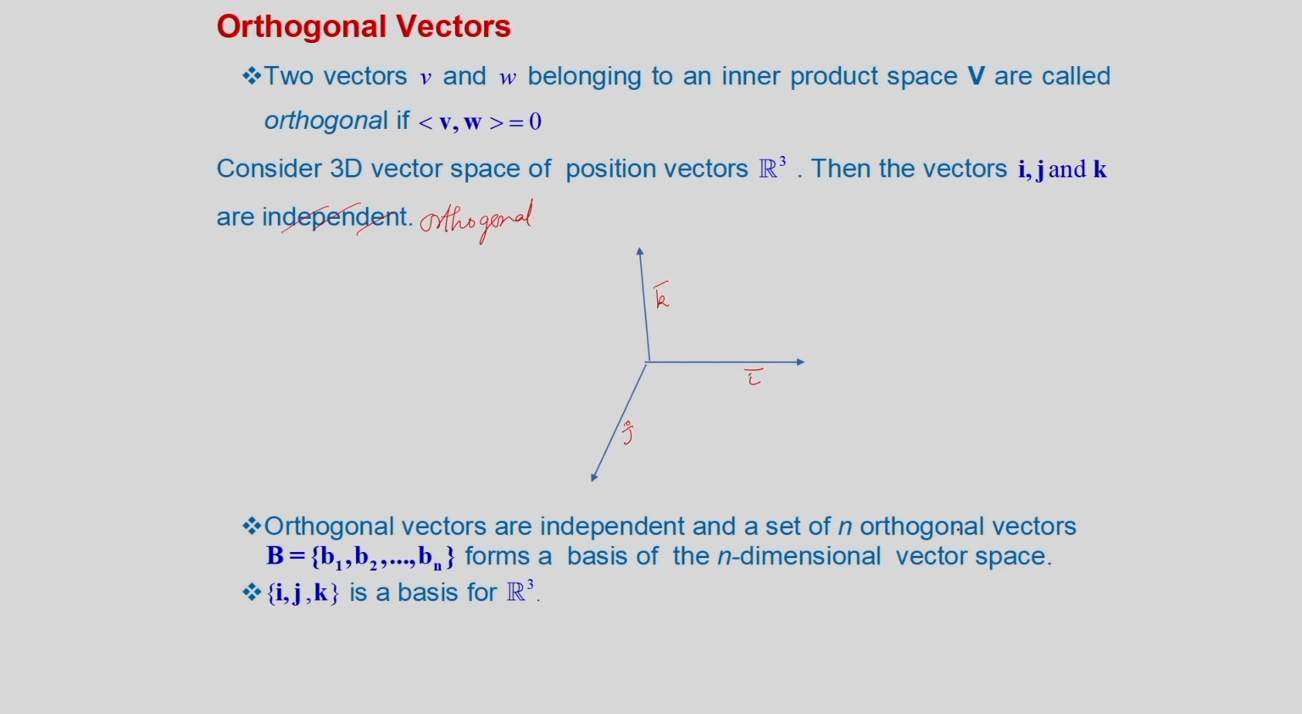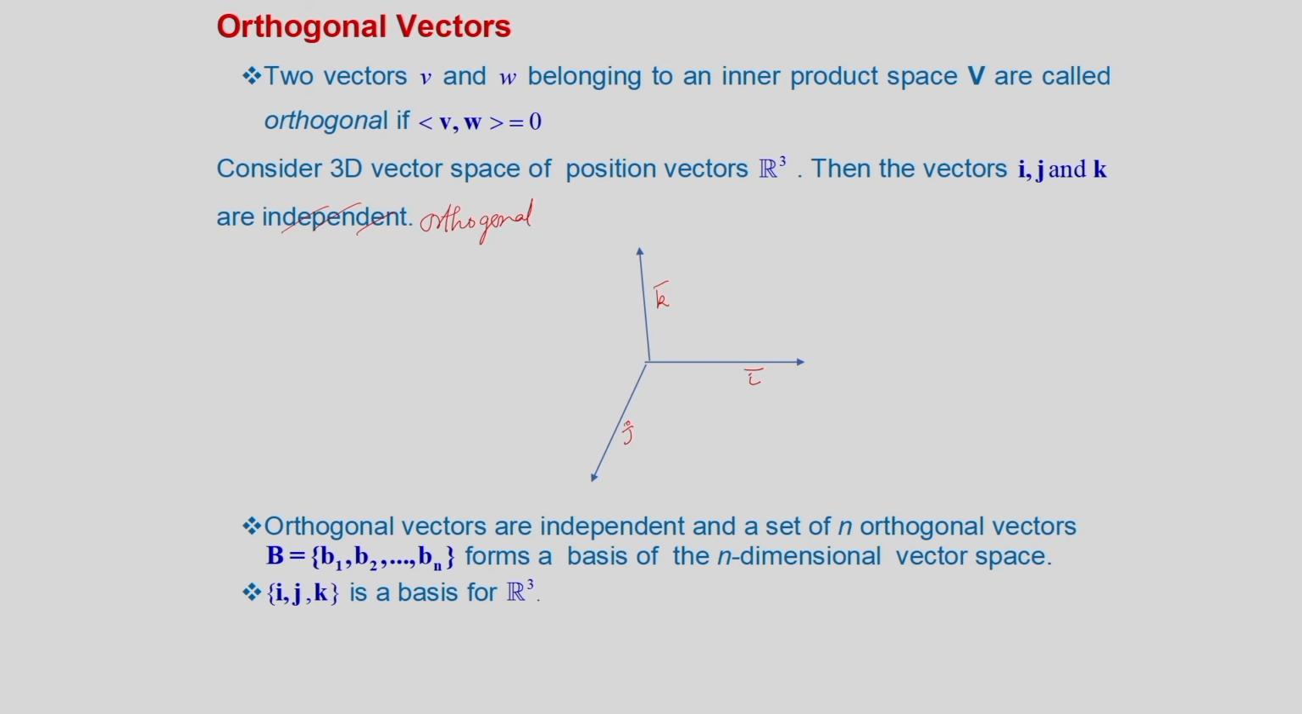So, that way if we have n orthogonal vectors, then those n orthogonal vectors are a basis of an n-dimensional vector space, and therefore, this i, j, k is a basis for R3, because i, j, k are independent and this is 3-dimensional space. Therefore, this is a basis.